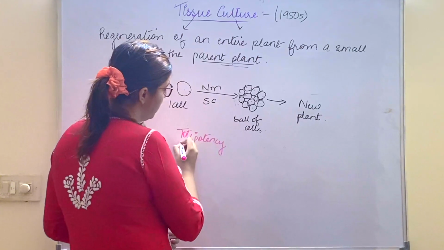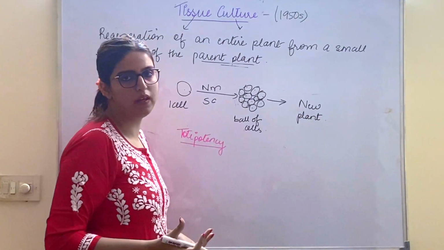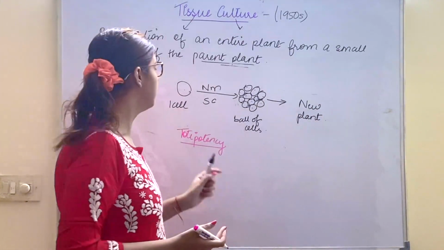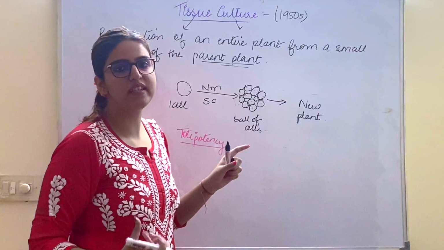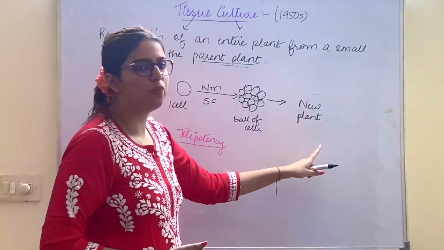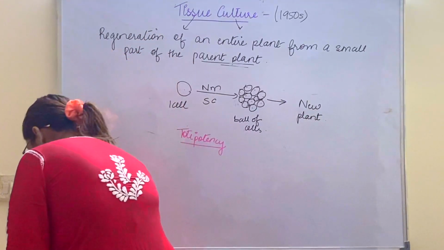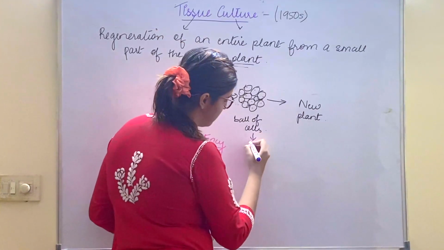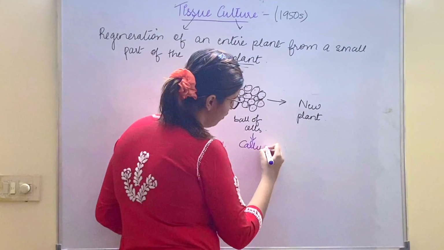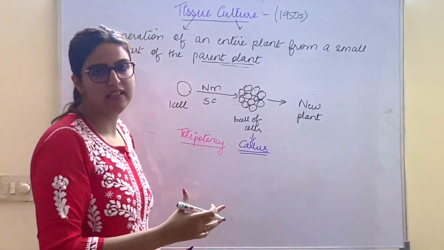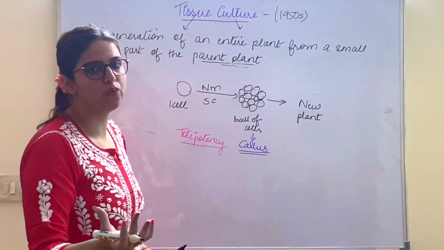One cell from any part of the whole plant, stigma, style, anther, leaf, stem, irrespective of where it is coming from, makes this ball of cells and forms a new plant, right? What will this ball of cells be called? This ball of cells will be called callus. So one cell forms a callus, and the callus grows and forms a new plant.